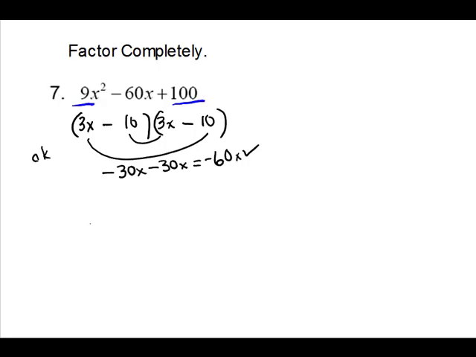Sometimes you will see this answer written, because it's the same, they might write it in a more compact form with just one set of parentheses and an exponent. I like the first one better because you can do your check from there, but both are correct.